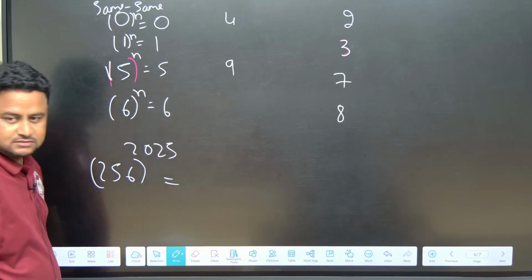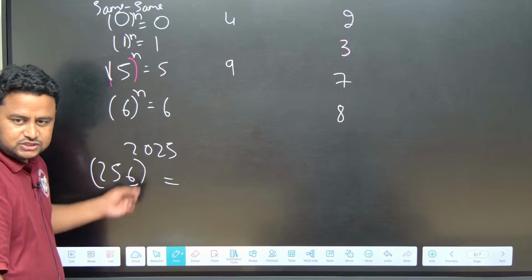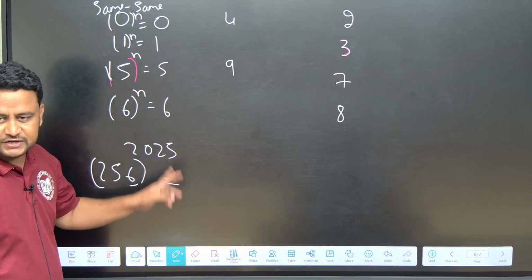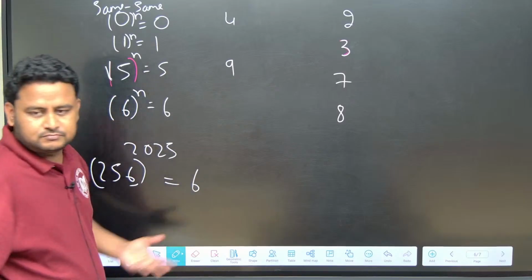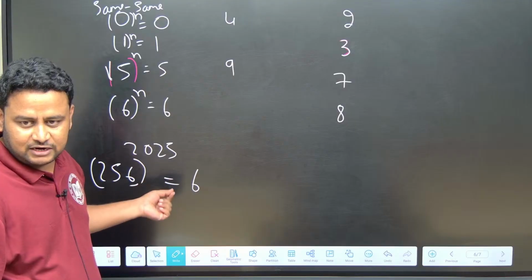Now if I give an example, see here, 256 to the power of 2025. What is the answer? The unit digit is 6, so it is 6 to the power of n. N can be anything, it doesn't matter for us. So the answer will be 6. Simple, very simple. Got it?